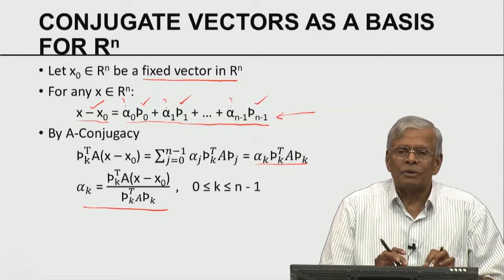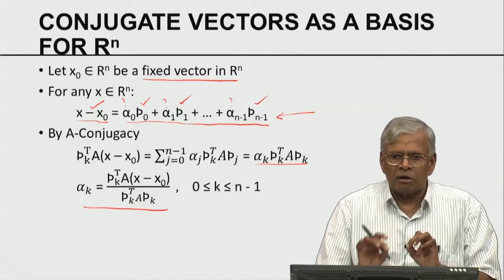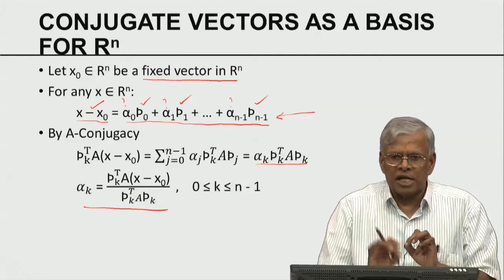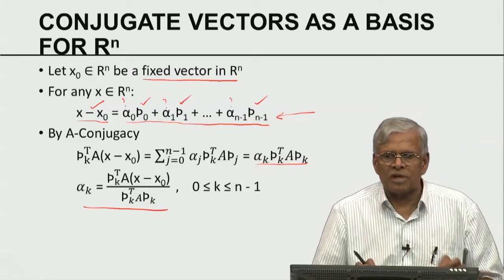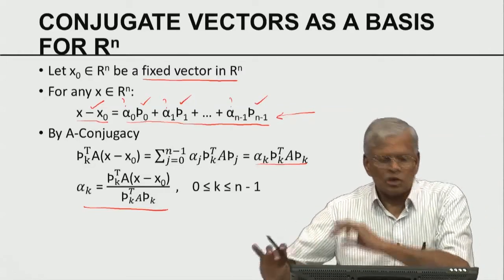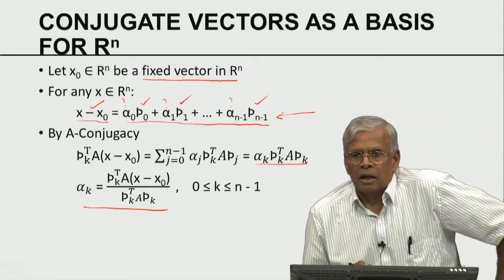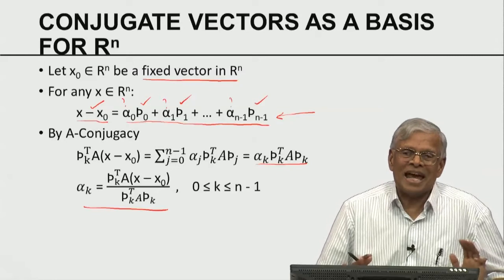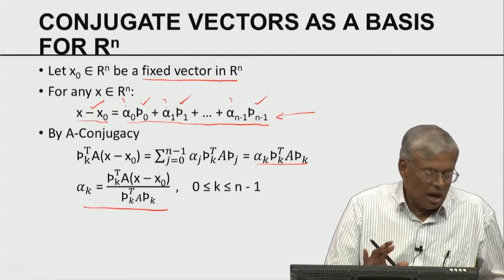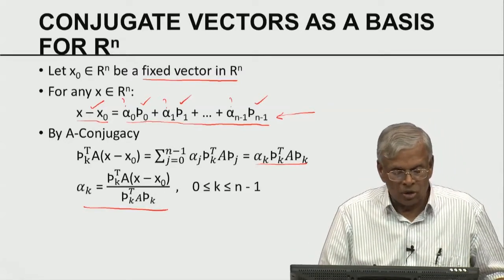So what does this tell you? Given any arbitrary vector x minus x naught, I can find the coefficients of the linear combination needed to express this arbitrary vector as a linear combination of this conjugate basis. That is the take home message from here. So what does this say? Any arbitrary vector can be expressed uniquely as a linear combination of conjugate vectors. That is the thesis that comes out of this.